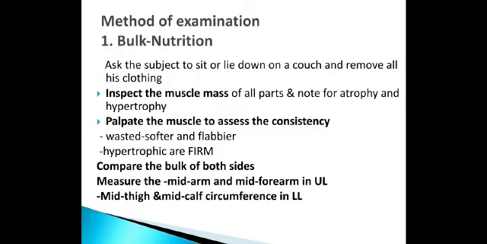And how do you assess the difference in the circumference? We need to measure the mid-arm and mid-forearm circumference in the upper limb, and mid-thigh and mid-calf circumference in the lower limb, and we need to compare both the sides. So we need to inspect the muscle mass. So what is atrophy? The bulk of the muscle may be normal, decreased, which is called atrophy, or increased, which is called hypertrophy.